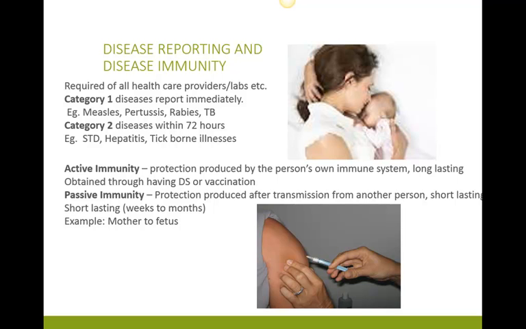Passive immunity is really, the best way that I can explain it is mother to fetus. So the baby will have immunity from diseases typically for the first 6 months of life because the mother has passed on those antibodies. However, it's short lasting. Those will, like I said, 6 months will wear off, and the child then would need to get an active immunity through a vaccination. Okay?